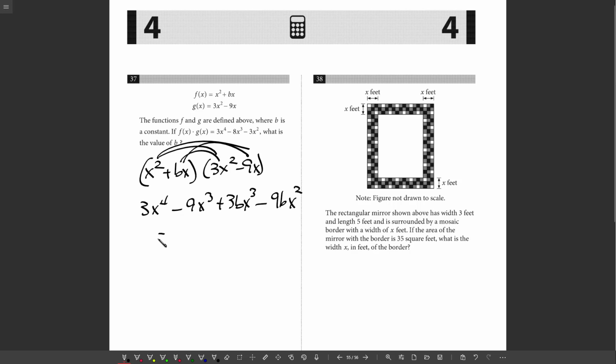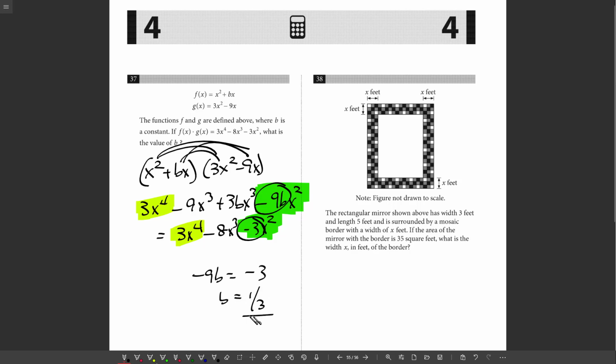This is going to be set equal to 3x to the 4th minus 8x cubed minus 3x squared. So the key here is to see that corresponding terms have got to be equal. We see that the 3x to the 4th terms are equal on each side. Let's ignore the x cubed terms for a minute because it's easier to see that my x squared terms have got to be the same, which means that negative 9b has got to equal negative 3. And that happens when b is 1/3. And so that's your answer.